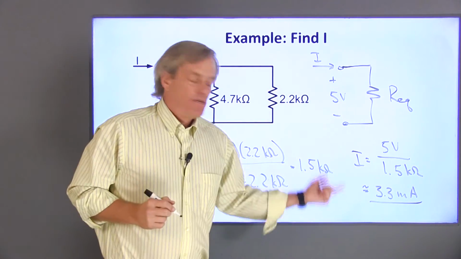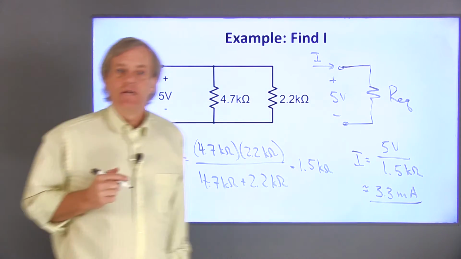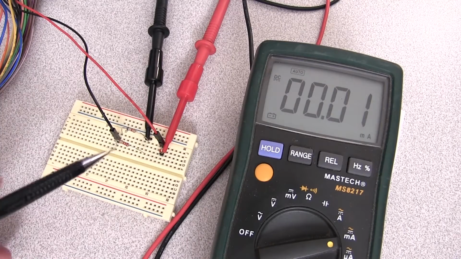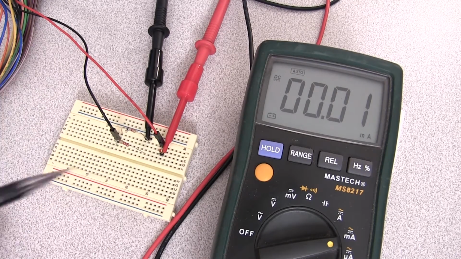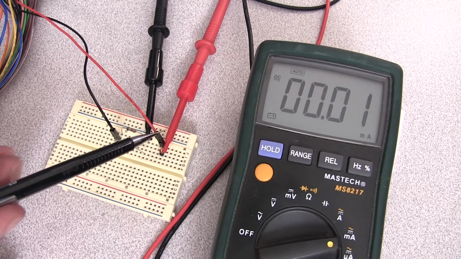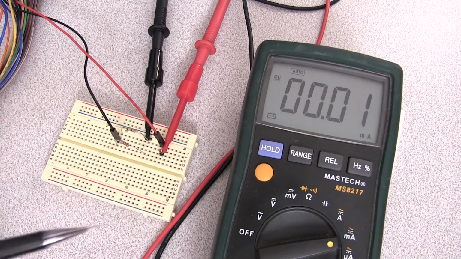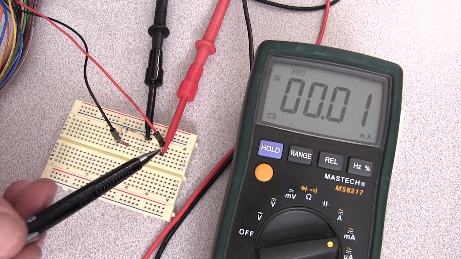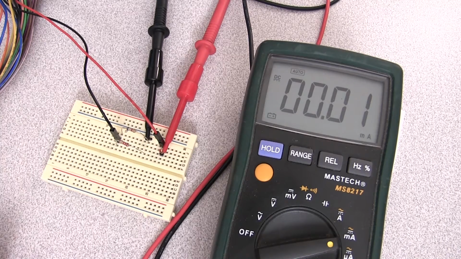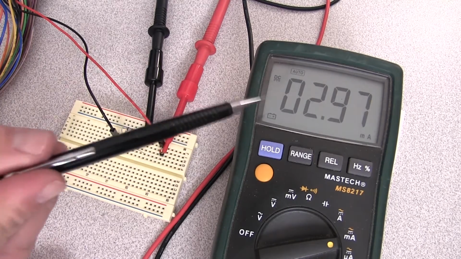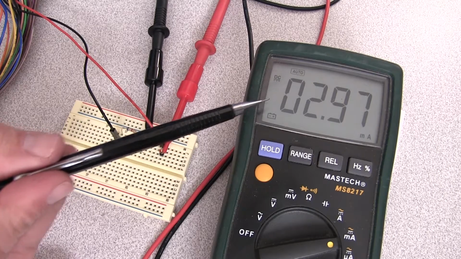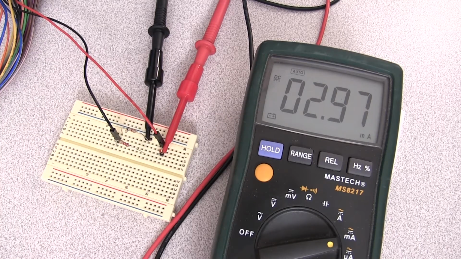So let's wire up this circuit and see if we get the current that we expect. This is my 2.2 kilo ohm resistor. This is my 6.8 kilo ohm resistor. I'm using the Analog Discovery to apply power to the parallel combination. This DMM is measuring the current into the parallel combination of resistors. If I turn on power and apply 5 volts to this combination, the DMM tells me I've got about 3 milliamps of current, which is pretty close to my prediction.